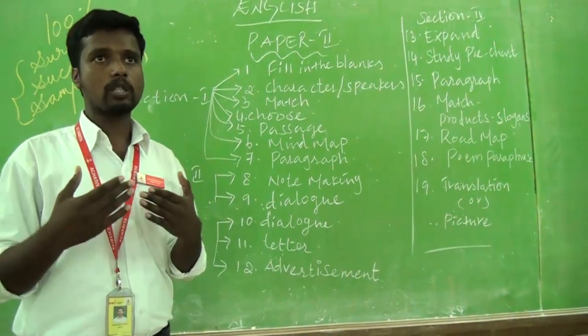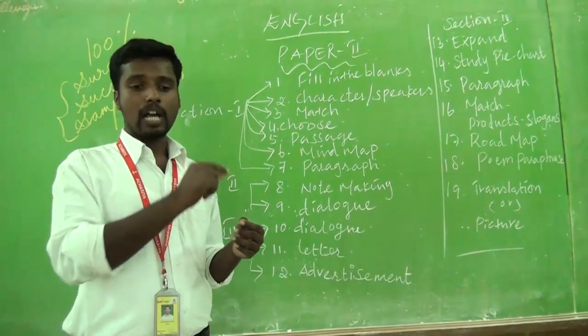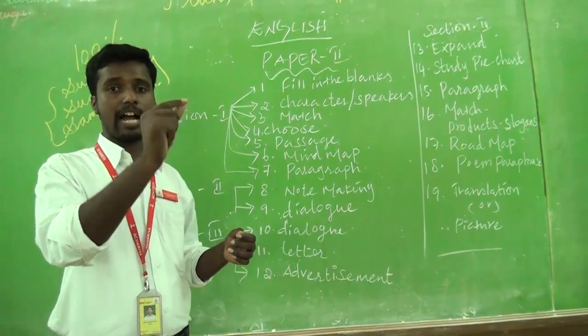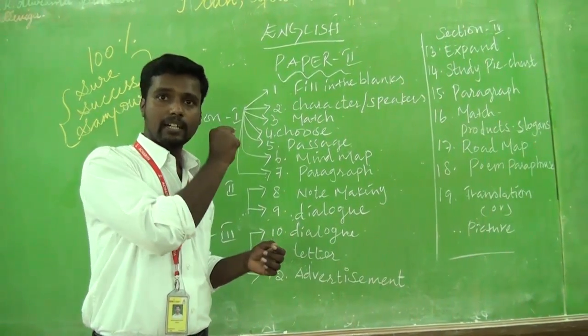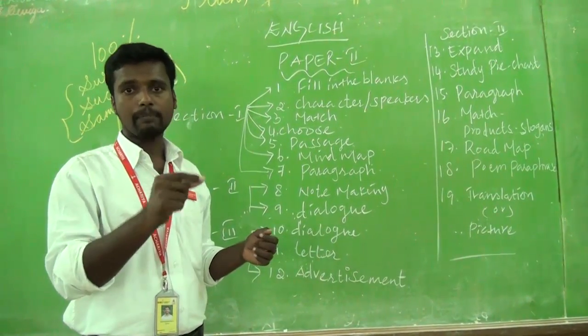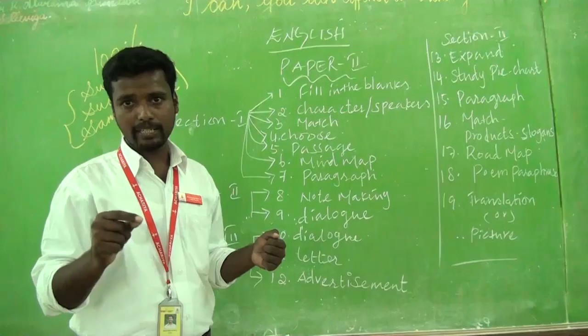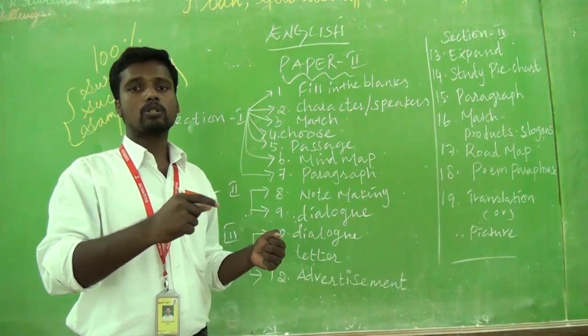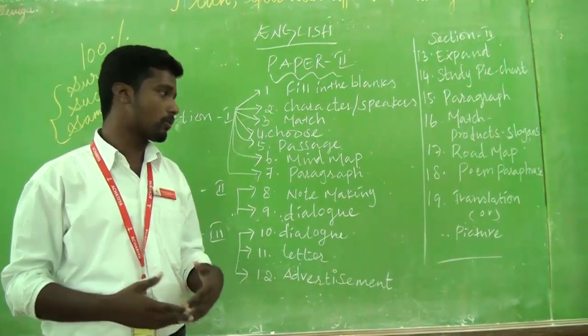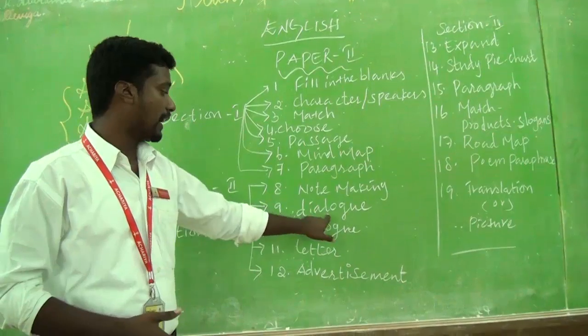So what you are supposed to do after reading the question, after the dash, if it is a question mark, write the WH question. If it is a full stop, write the statement. If it is an exclamatory symbol, write according to that. Discount, like this. These are all things you have to see in question number 9, dialogue writing.